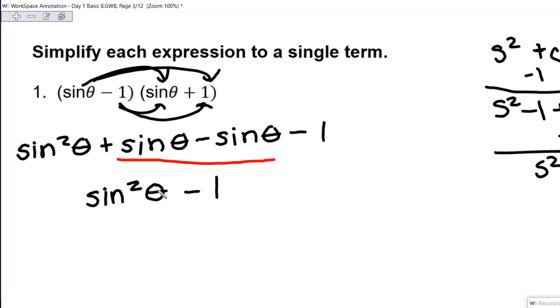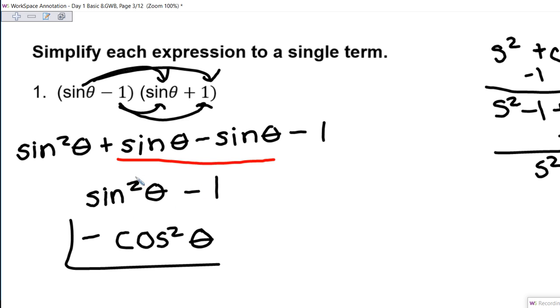So over here for my answer, instead of sine squared of theta minus 1, what is my answer? Negative cosine squared. So negative cosine squared of theta. Don't forget the theta. So if they use theta in the problem, make sure you use theta in your answer. Now, is my answer a single term? Yes, it's just one term. Next one, number 2.